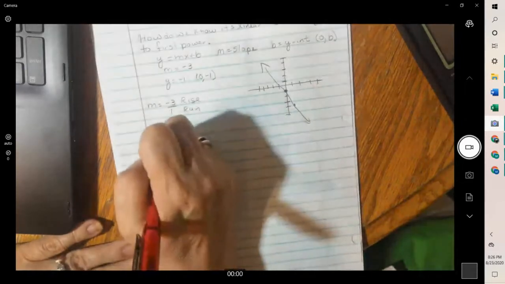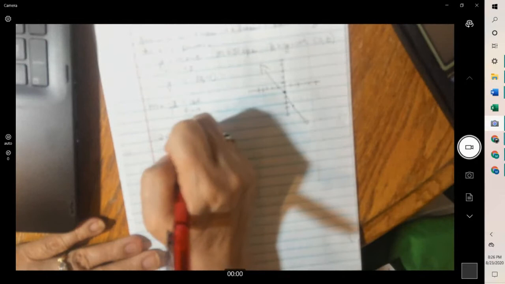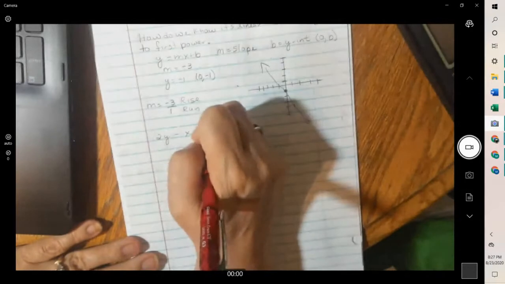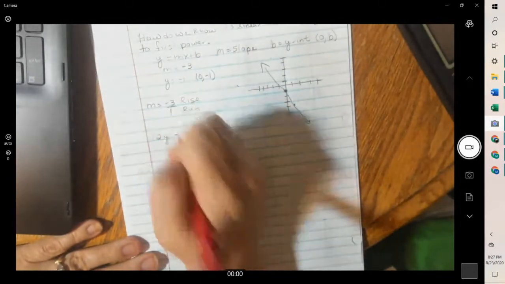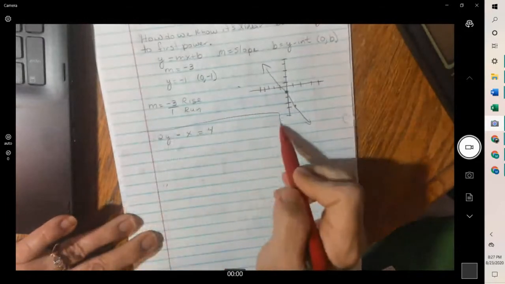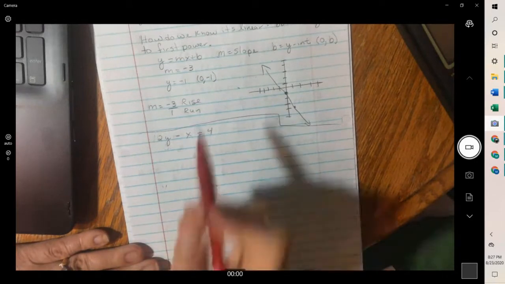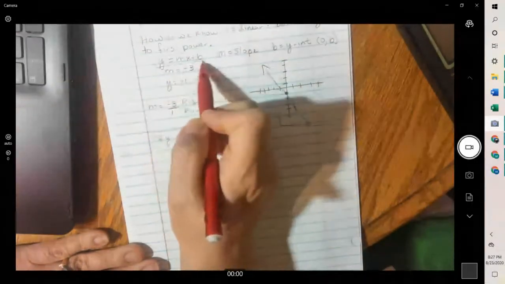Let's try one more. What if we have 2y plus 3x minus x equals 4. Okay. Now if we wanted to graph this using the slope and y-intercept, we need to get it in y equals mx plus b form.